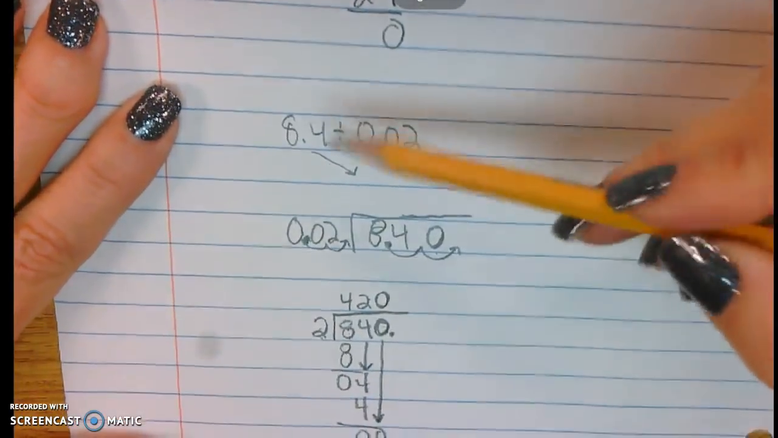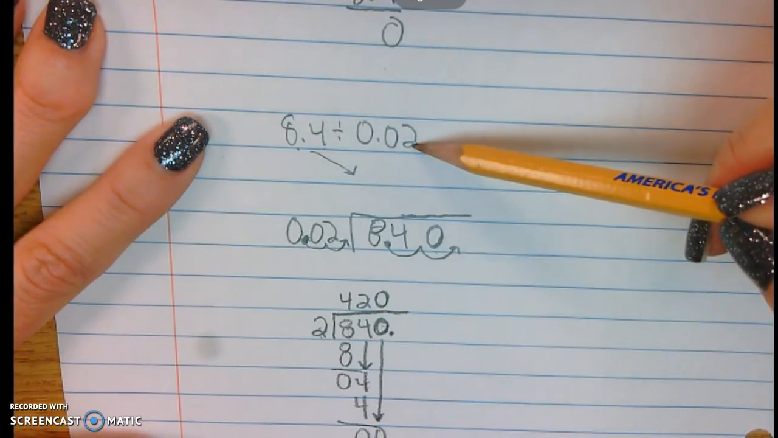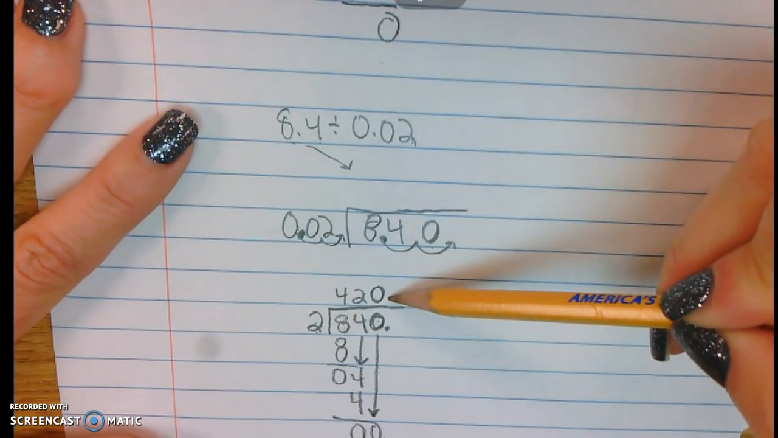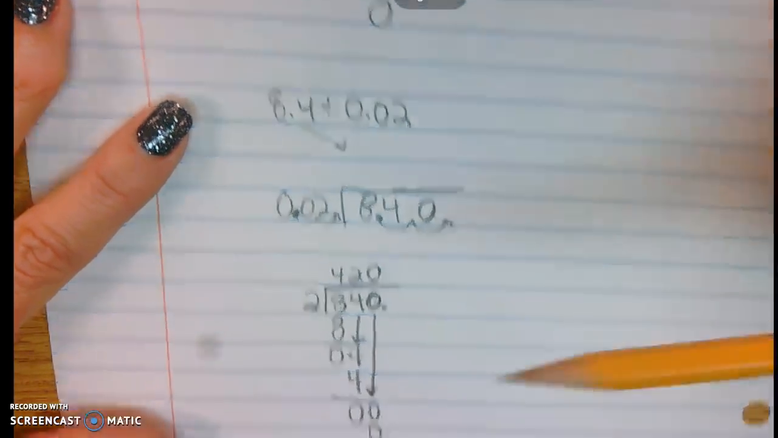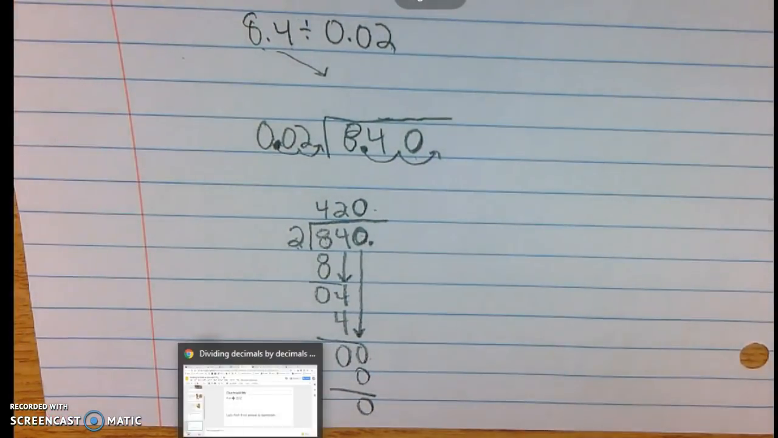Let's also think about the original problem and if this makes sense. If I had $8.40 and I wanted to break it into piles of 2 pennies, do you think I could get 420 groups of 2 pennies? I do think that is reasonable. All right, let's check back into our presentation.